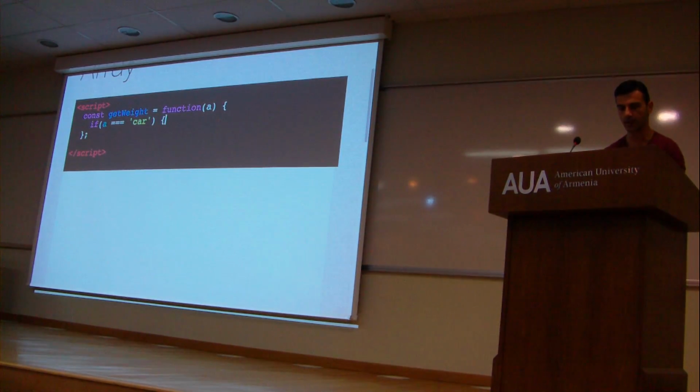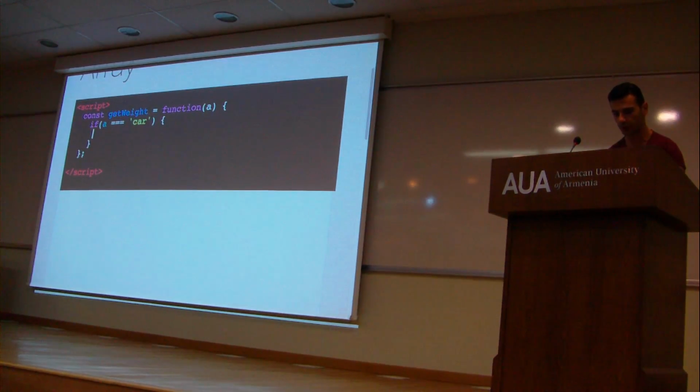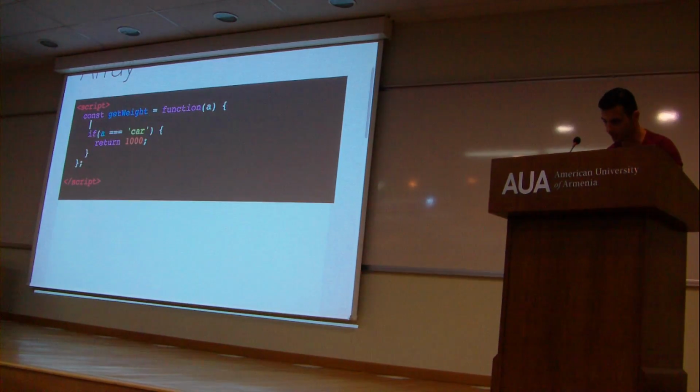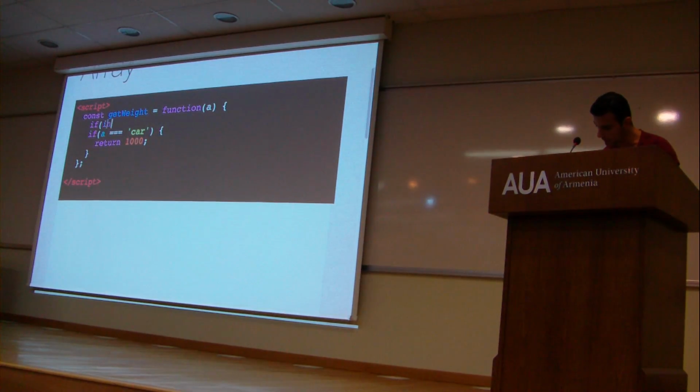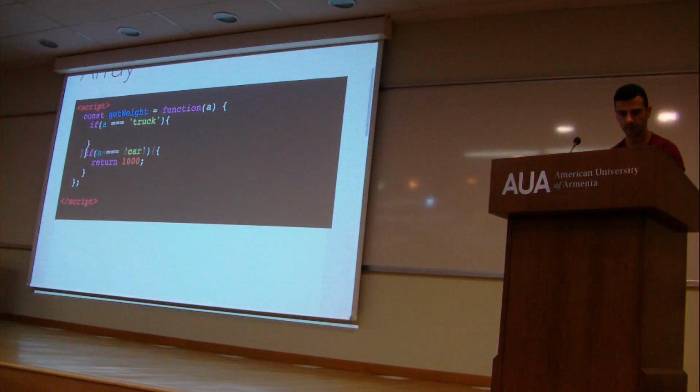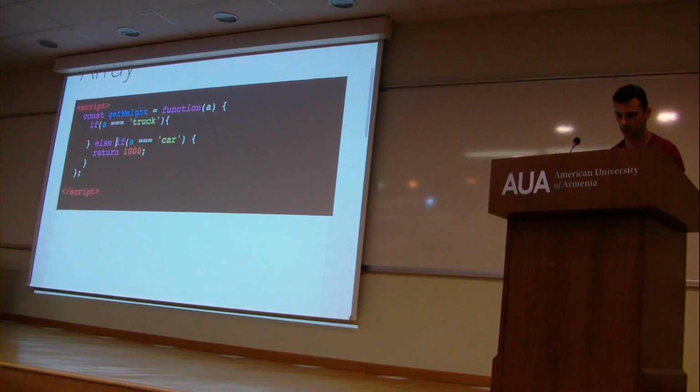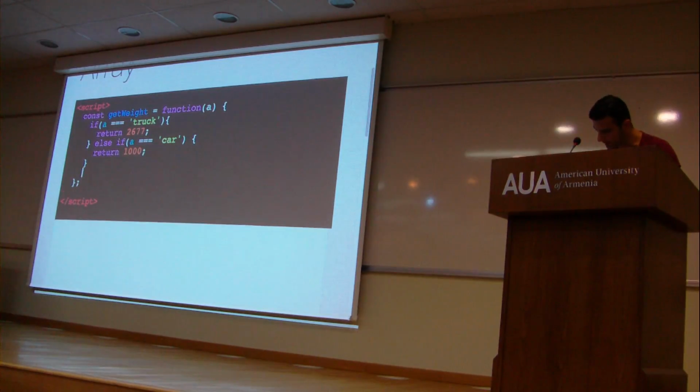If the input is the string car, then we return 1,000, let's say a car weighs that. Actually, before that, it's if the input, or A, is truck. Here we can do else. Hang on. So here we're going to return 2677. There we go. And then in all other cases, I should be returning 0.